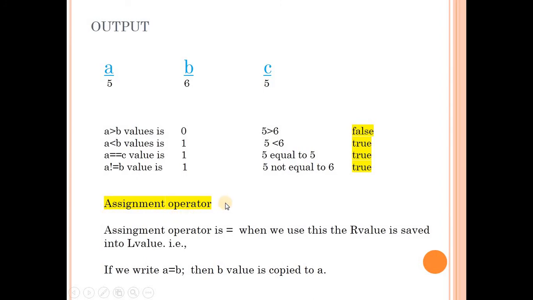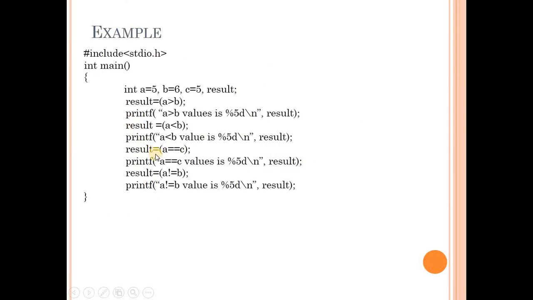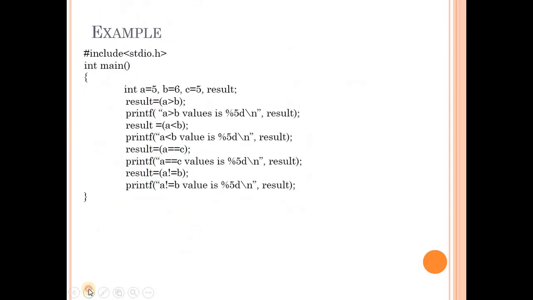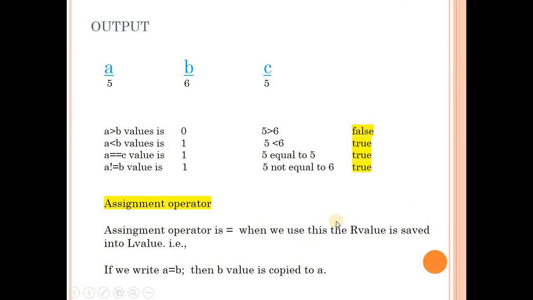Coming to the assignment operator, we write the assignment operator like this, equal to. Generally we have used it here and also here. So whenever you write equal to, what does your compiler do? Whatever value you write on the right hand side, which we call the R value, is copied or given to the left side, the L value, c. So now the a plus b value is given to c. Generally whenever you write the equal to operator, that happens. So the R value is saved into the L value.